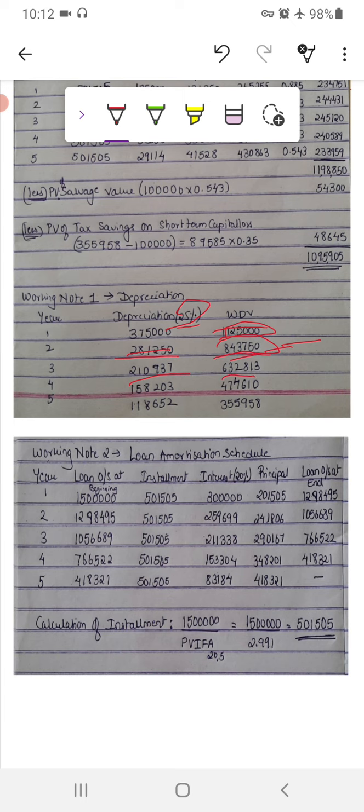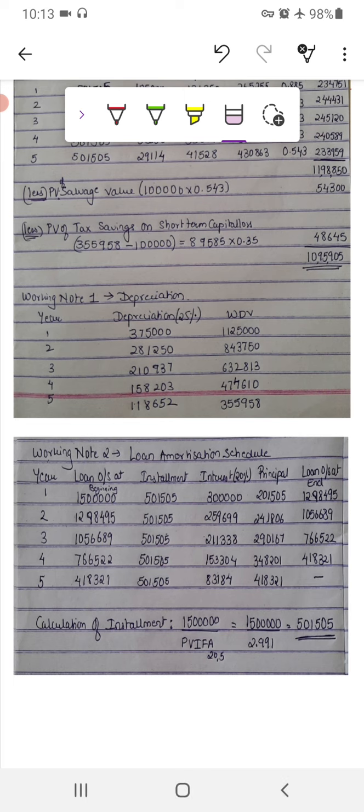It is 8,43,750 minus 2,10,937 gives you 6,32,831, and so on. You go on calculating depreciation for all the years. Okay, I hope this calculation of depreciation is clear. It is written down value. So always you go on deducting the depreciation, and on the remaining value you go on calculating depreciation for the next years. Next one is calculation of interest.